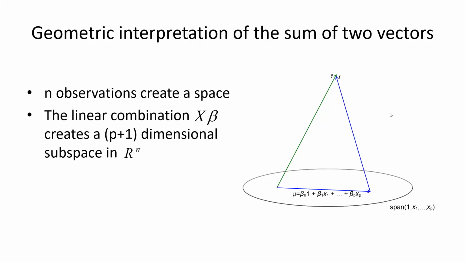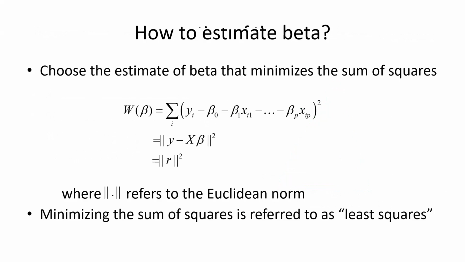The question now arises, where in the subspace do we want to land? In other words, how do we want to choose the betas such that it makes sense in some sense? So we need a criterion here. How should we choose the betas? The criterion that we are choosing is to minimize the sum of squares error.